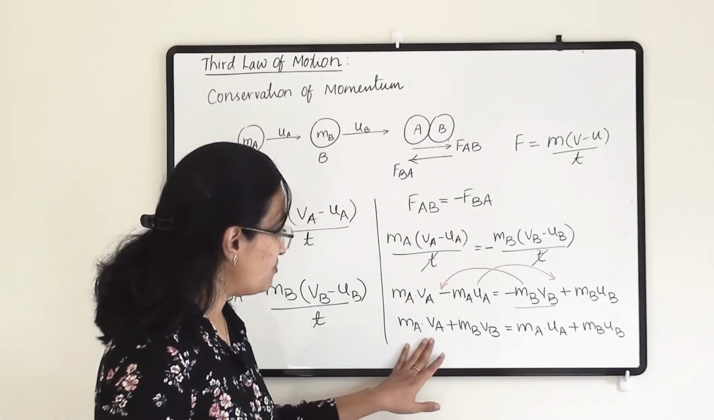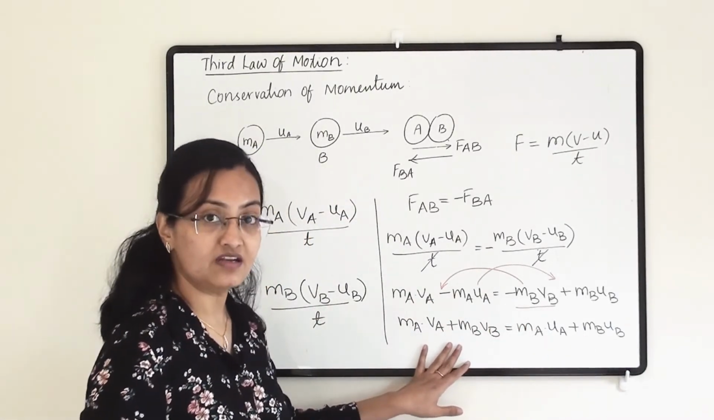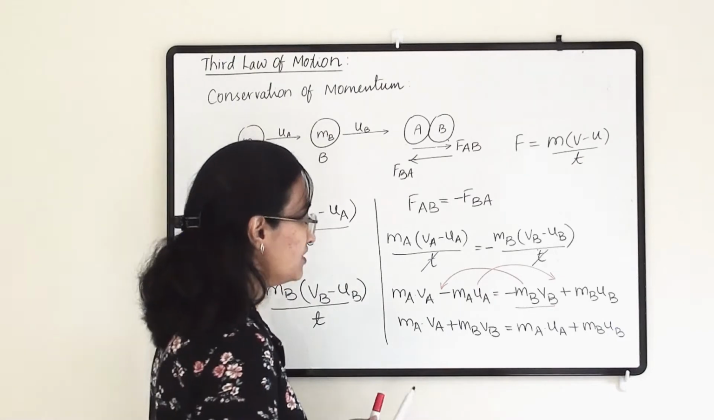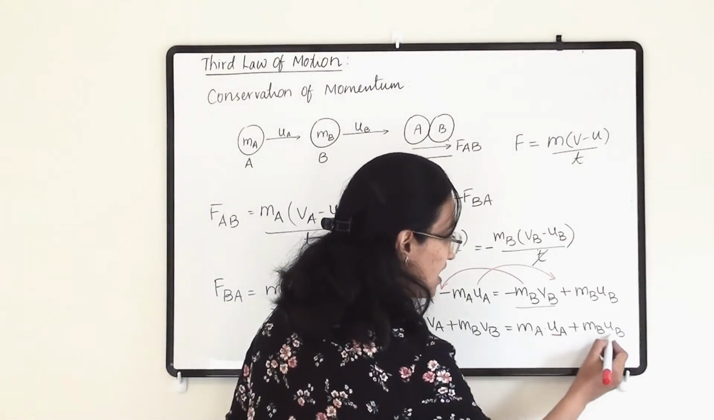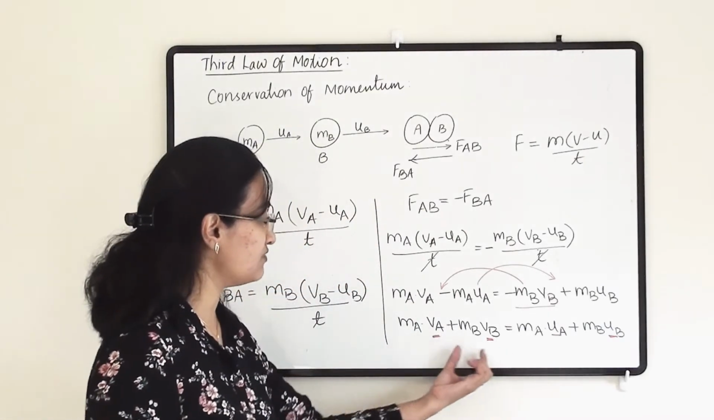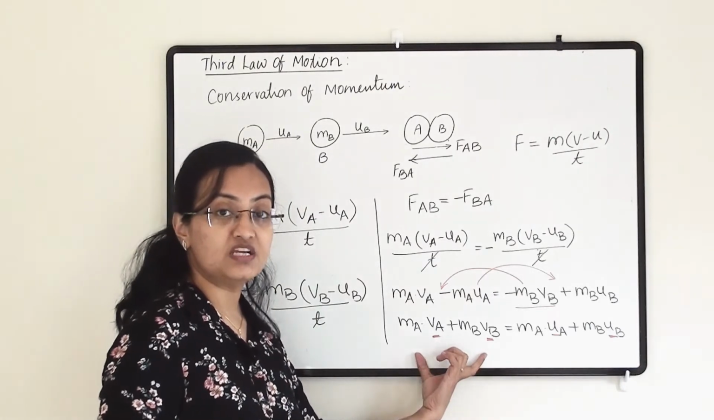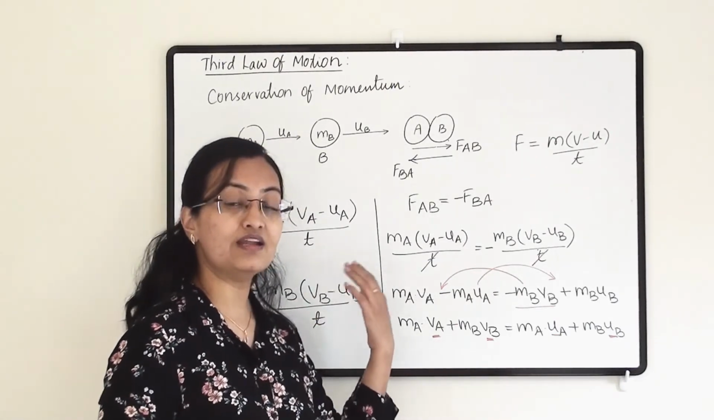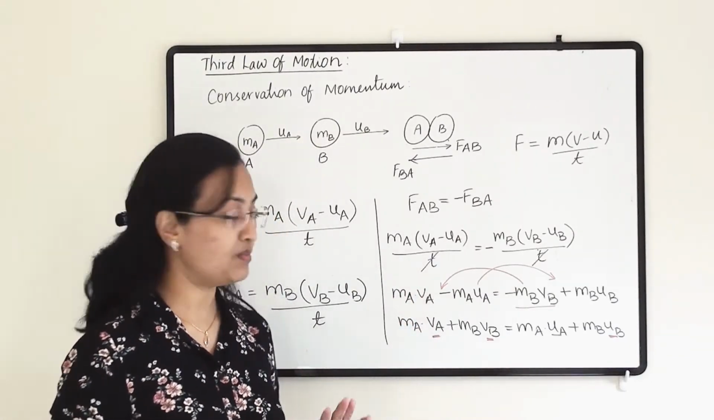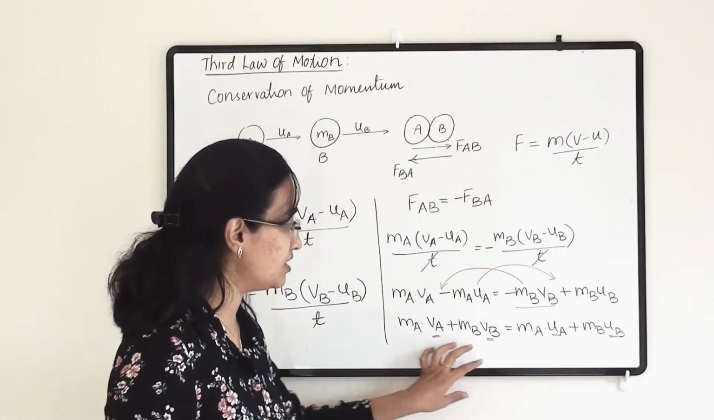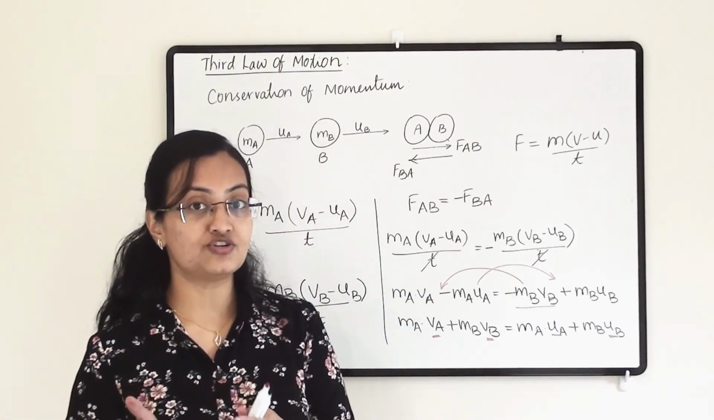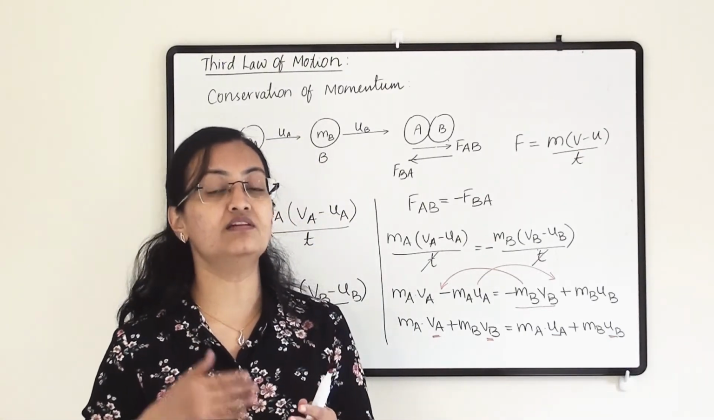So both of the objects' final momentum equals both of the objects' initial momentum, because here as you can see, these two are initial velocities and these two are final velocities. V represents final velocity. So when two objects are combined together, their initial momentum and their final momentum will remain same. So that means final momentum equals initial momentum. When will this happen? When before collision and after collision, the momentum will remain same.